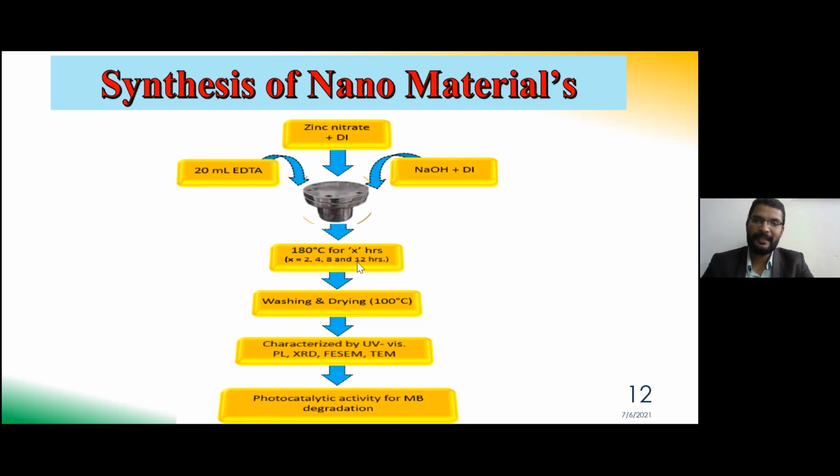After 2 hours of reaction time, I collect the sample and wash and dry it at 100 degrees for 2 hours. That sample is investigated with UV-visible, PL, XRD, FESEM and TEM. Further, that sample is used for photocatalytic methylene blue dye degradation. Here, the same method we have applied for 4 hours, 8 hours and 12 hours.